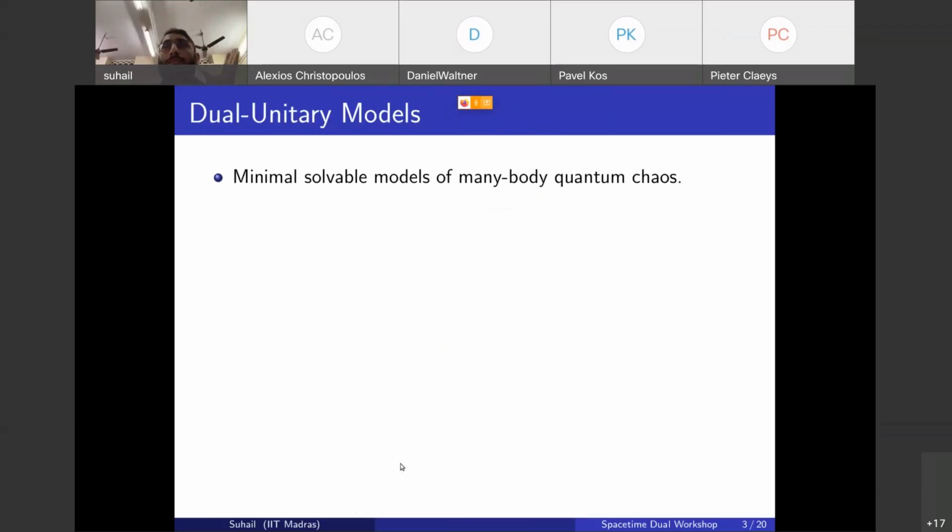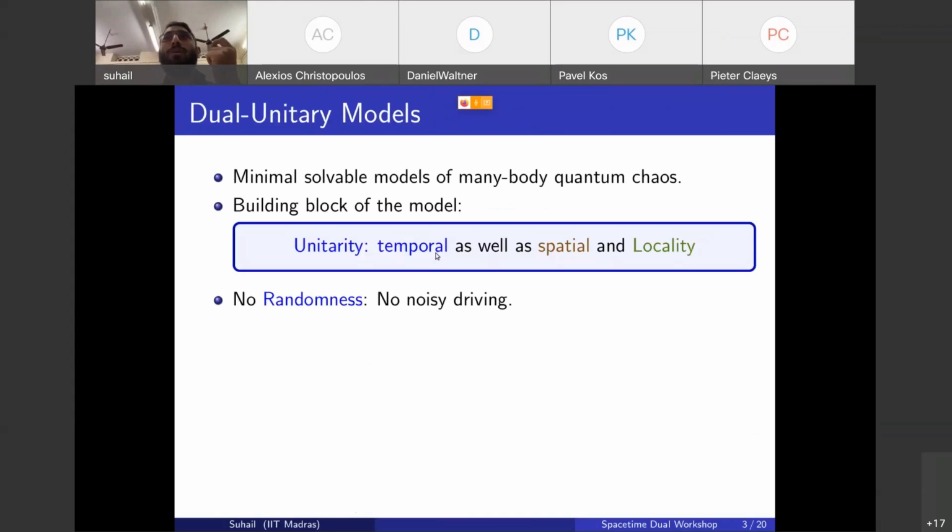Now, there are the minimal solvable models of many-body quantum chaos, which are solvable, as we will see, and you might already have seen in talks yesterday and today. Whose building block has two features, but the unitarity one is more special in the sense that it not only satisfies unitarity with respect to the usual temporal direction, but also is unitary along the spatial direction. This unitarity with respect to the spatial direction turns out to be crucial and makes the corresponding models solvable.